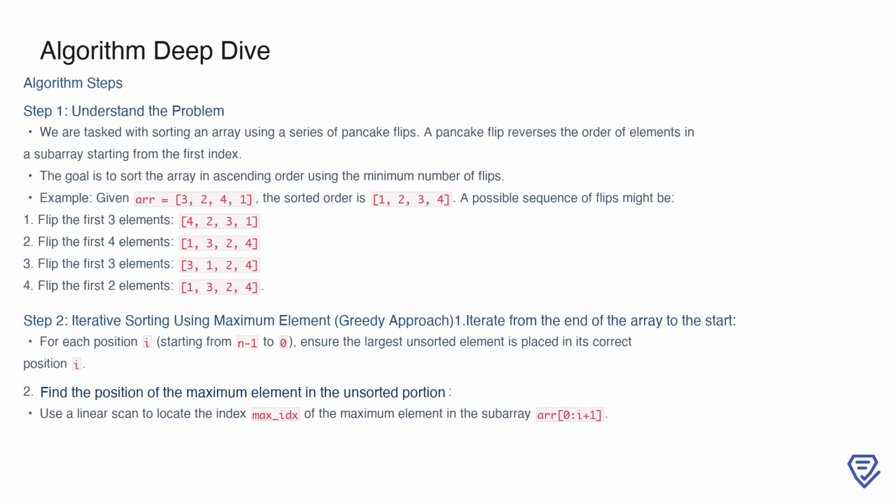Now, we adopt an iterative, greedy strategy where we repeatedly identify the largest unsorted element and place it in its correct position. To do this, we start iterating from the end of the array, working back toward the beginning. For each position, the task is to find the maximum element in the unsorted portion and ensure it is placed correctly. This is achieved through a series of targeted flips.